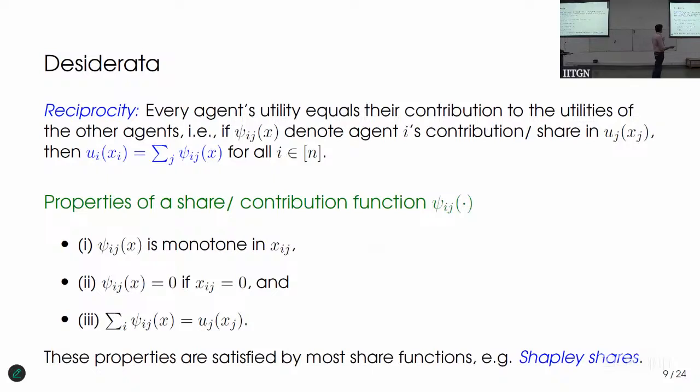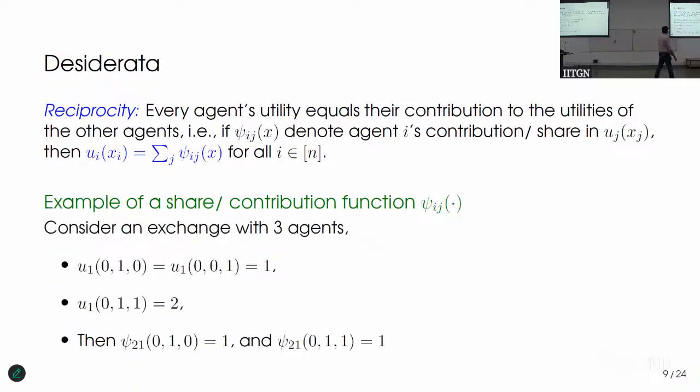And just to give you a small idea that this psi_ij can be non-trivial, that it may not be separable, consider an exchange with three agents and the following utility profile. The first agent gets a utility of 1 if it gets all of agent 2's data, and if it gets all of agent 3's data. And agent 1 gets a utility of 2 if it gets all of agent 2's data and all of agent 3's data.